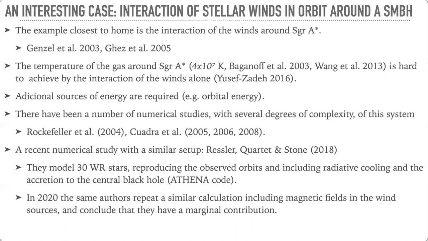Of course, there have been a number of numerical studies with different complications and different assumptions, and the most recent one is that of Ressler, Quataert, and Stone in 2018. They model the strongest winds near Sagittarius A*, which are 30 Wolf-Rayet type stars. We have very strong winds. They use the Athena code, and they reproduce the orbit of each of the stars. They include radiative cooling and the accretion onto the central black hole, and they actually use a fairly good resolution, and they have very, very nice results.